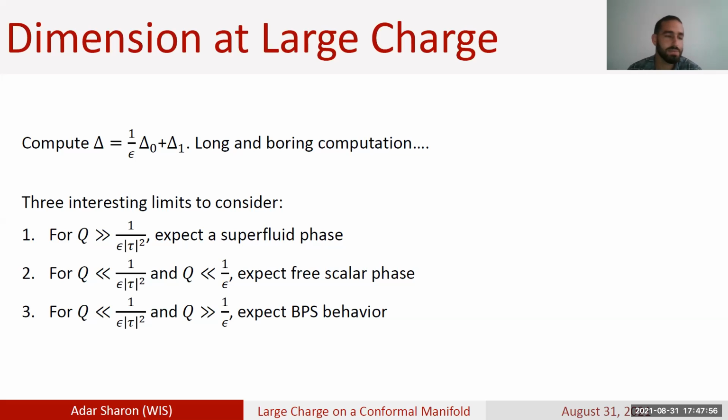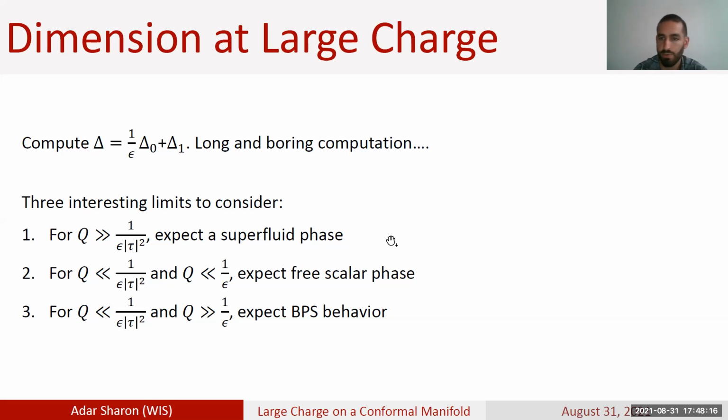Now we found the saddle to expand around, so we want to compute this expansion in epsilon. This is a long and boring computation, so I'm just going to summarize the main results and the interesting limits that we wanted to consider. There are three interesting limits. The first one is large epsilon tau, which is basically the x cubed model.